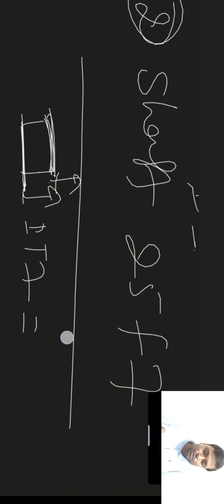Now we will move to designation of fit. We have seen how we designate the shaft: basic size, fundamental deviation, and grade of tolerance. Now we'll move to designation of fit.